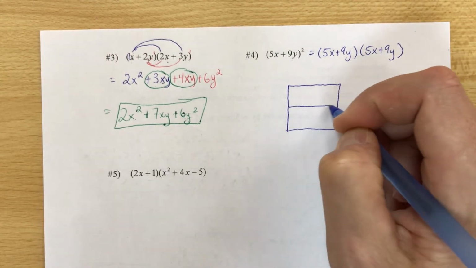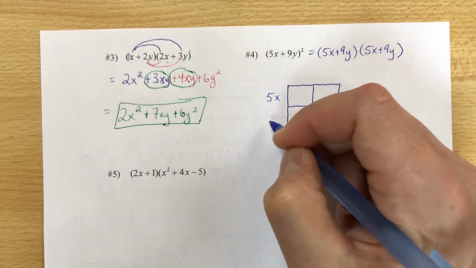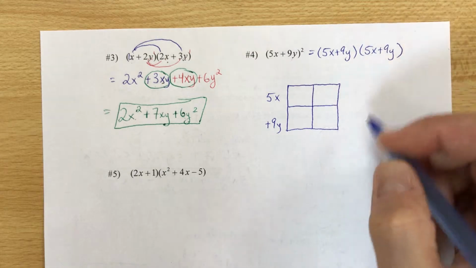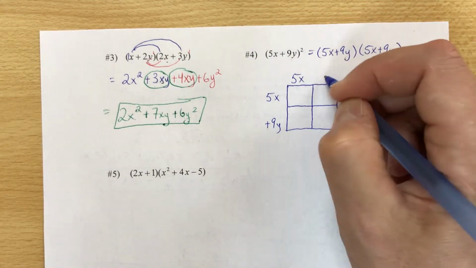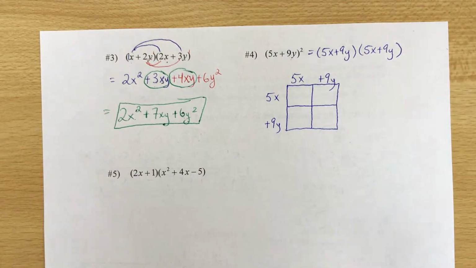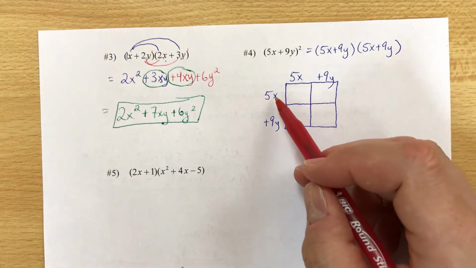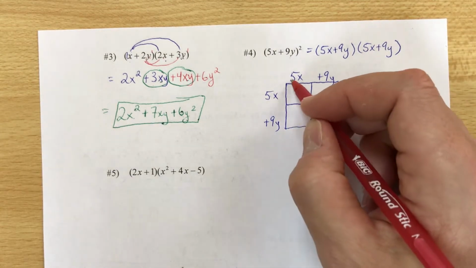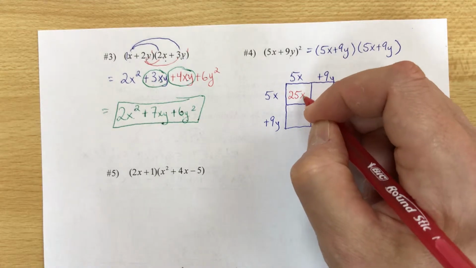So I'm going to set up 4 squares, 5x plus 9y going down, and now the second binomial is the same, 5x plus 9y going across. Okay, so now we're going to do the times table. We're going to multiply. 5 times 5 is 25. X times x, x squared.